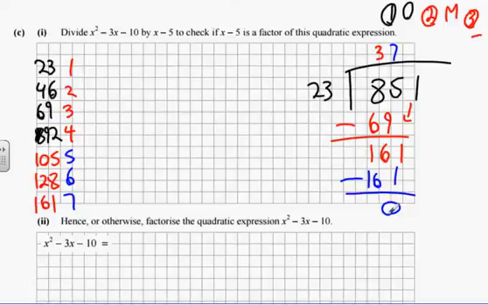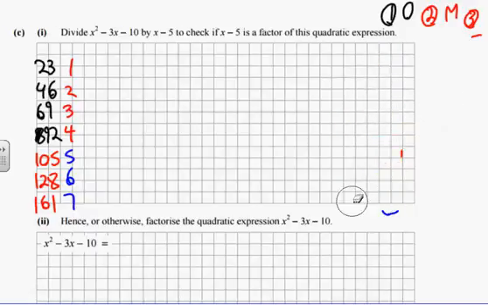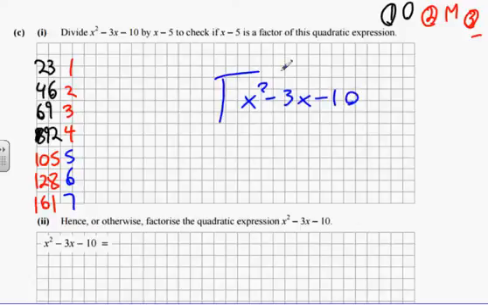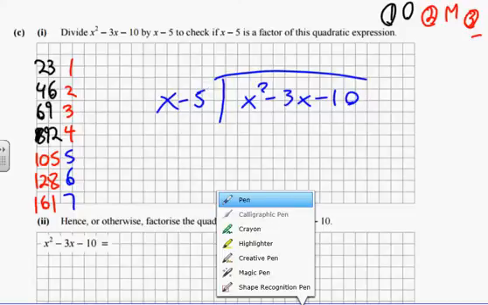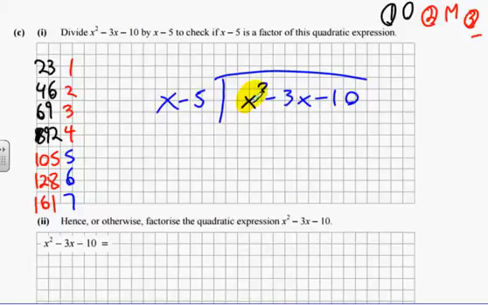The sequence is divide, multiply, take away. Would you agree with that? Divide, multiply, take away. So look, here's what we're going to do. We're going to divide x squared minus 3x minus 10 divided by x minus 5. What's step 1? How many times does x squared get divided by x?